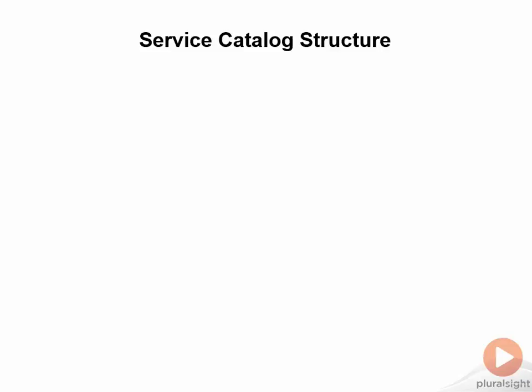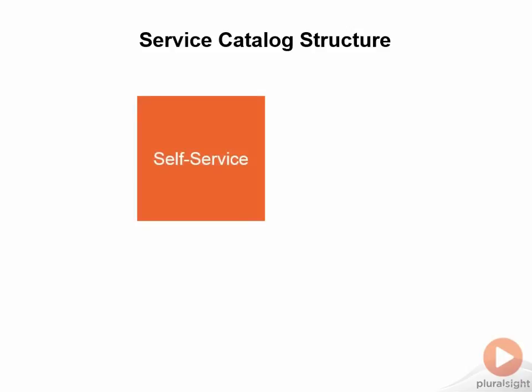Next, let's talk about the service catalog structure. So the first thing is it provides self-service. It allows users or administrators to come into the service catalog and request items or blueprints themselves. This way, if the automated workflows are in place, they can actually get those services or applications provisioned after they click that request without ever having to go through an administrator.